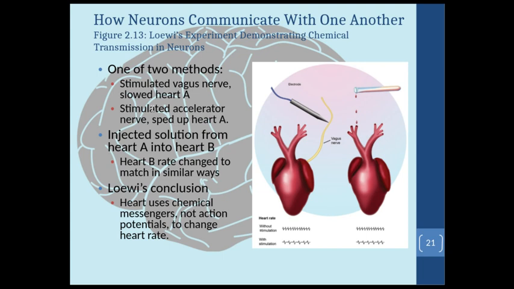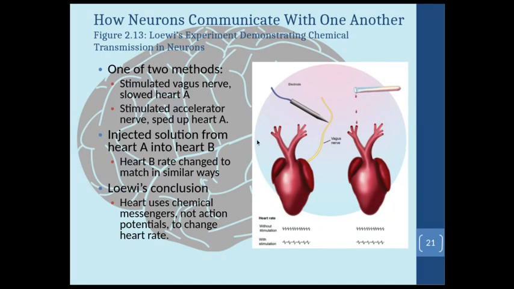When he stimulated the accelerator nerve on the other side, what happened? It did the opposite. It sped the heart up. So there we go. We can see that giving electrical activity is going to cause that heart to speed up or slow down based on electrical activity. So what was discovered before this seemed to be true.